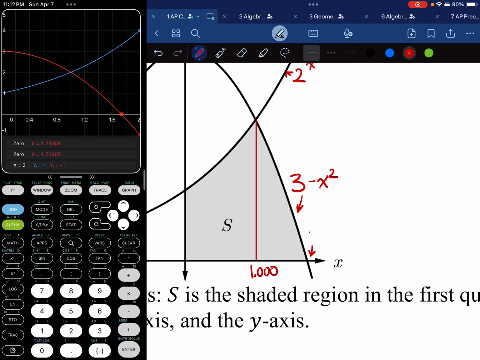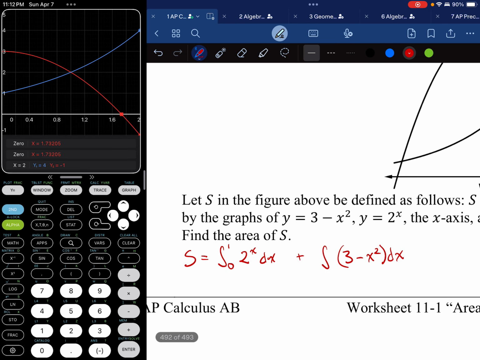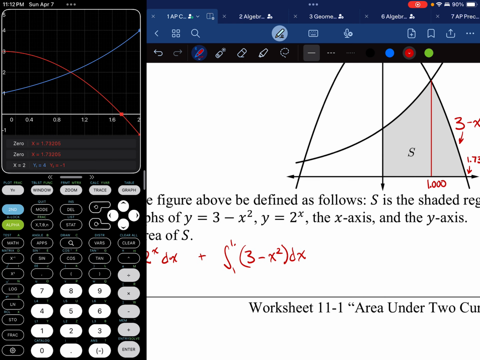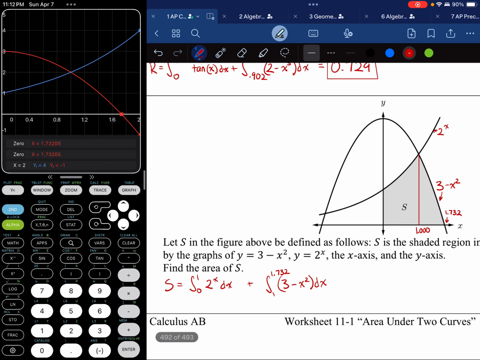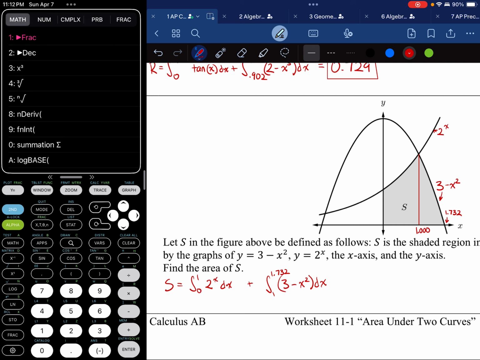And we get 1.732. So we have our bounds now. Let's go ahead and put them in here. This goes from 0 to 1, and then 1 to 1.732. Okay, so we can just type all that into our calculator, our left integral plus our right integral, and we are done.